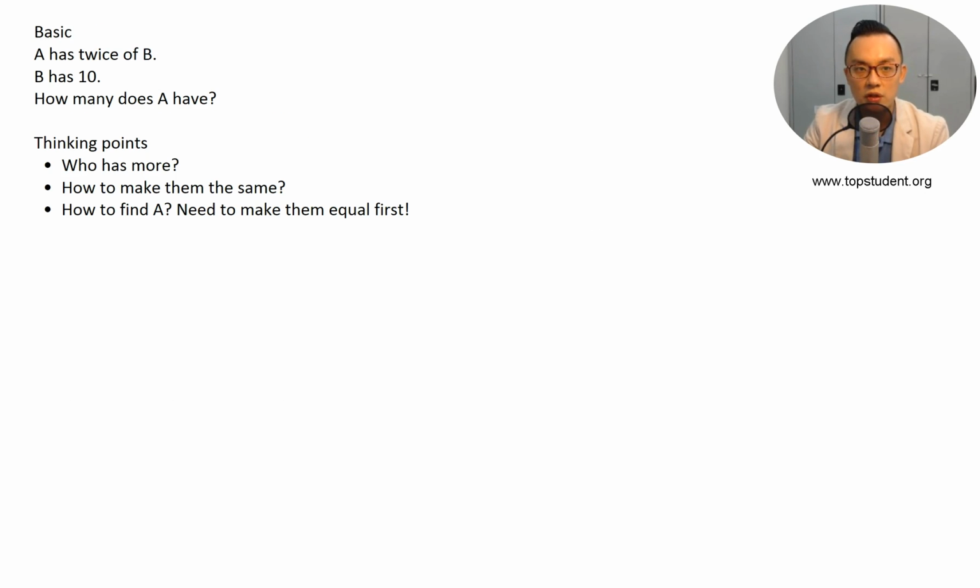Before we start on the first question, let's look at this basic question. A has twice of B, and B has 10. So how many does A have? Some thinking points here. This is a super easy question. If you don't know this, something is wrong. So who has more? A has twice of B. When I draw the model, I always draw the one with more on top and the one with less at the bottom. So A has 1U, 1U, twice of B. Who has more? A has more, right? And how can we make A and B the same?